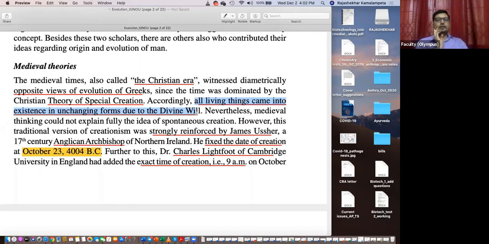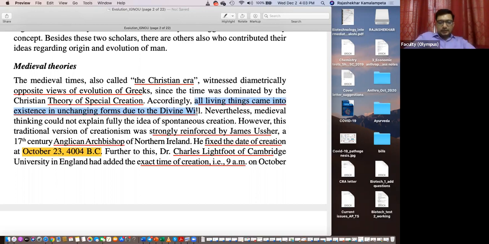Definitely, for some period before Darwin, we started seeing that they were not ready to accept that living things are changing, against the concept of evolution, because for us today, evolution means change. But they said, no, they are not changing. They are created as they are by God.